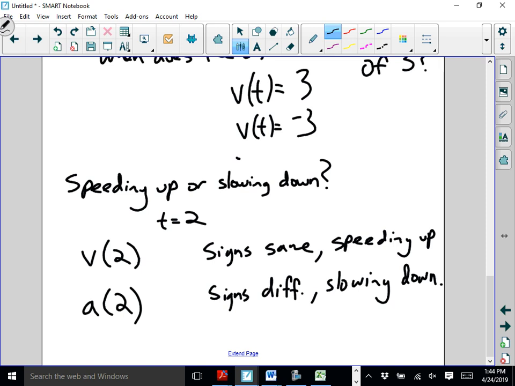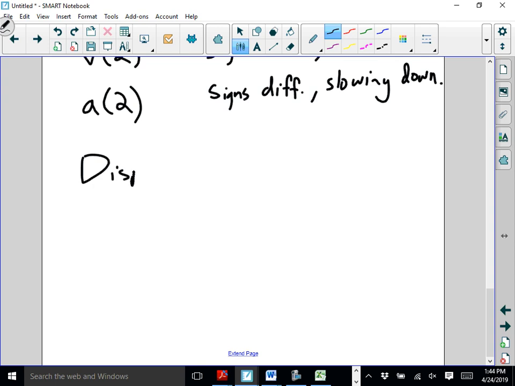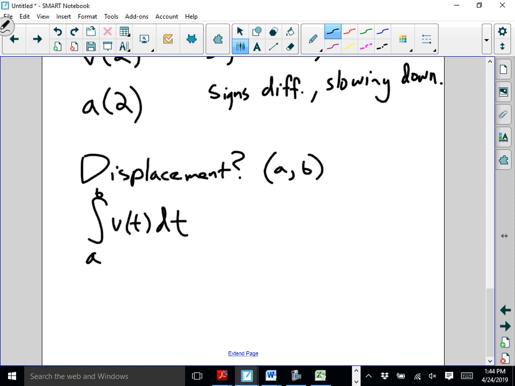Okay, what if we want to know the total displacement? What if we want to know the displacement of an object? Well, that is simply the displacement of the object from A to B. That's simply the integral from A to B of v of t dt. Just the regular old integral from A to B of v of t dt will tell you the displacement of the object. Where it started, where it finished, what was that total distance? What was the distance from where you started to where you finished, right?